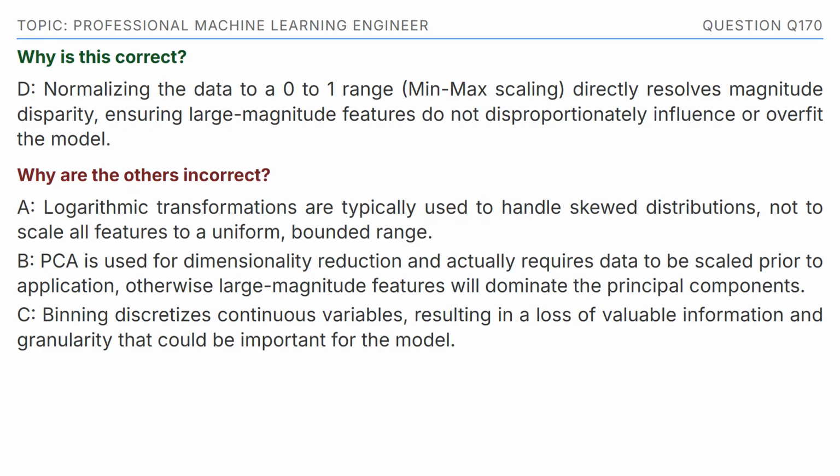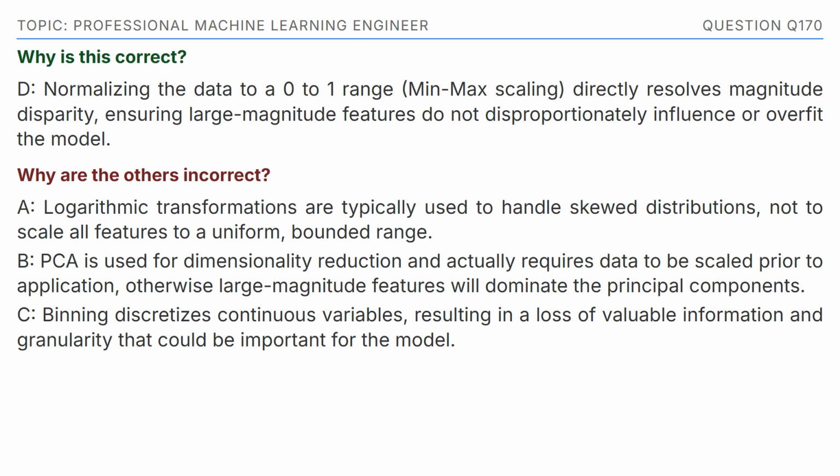Normalizing the data to a 0 to 1 range, min-max scaling, directly resolves magnitude disparity, ensuring large magnitude features do not disproportionately influence or overfit the model. Why are the others incorrect? A. Logarithmic transformations are typically used to handle skewed distributions, not to scale all features to a uniform, bounded range.